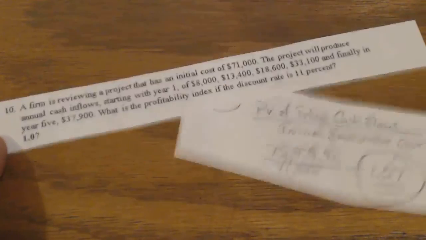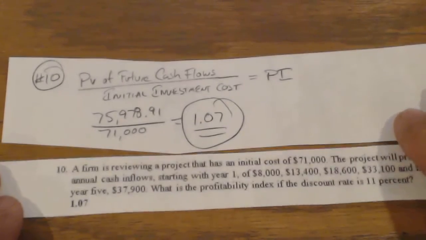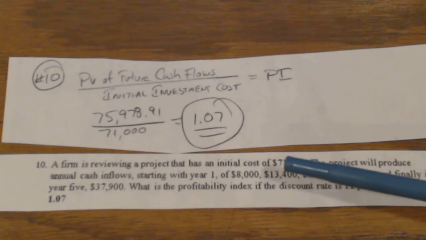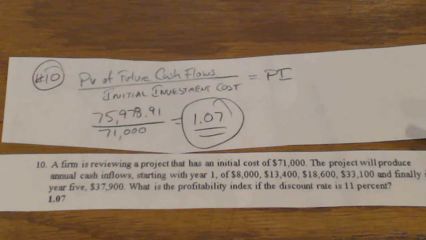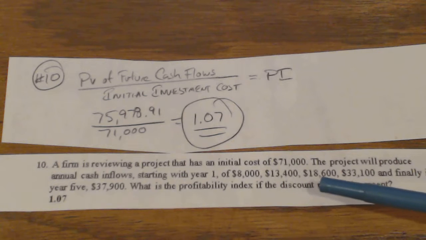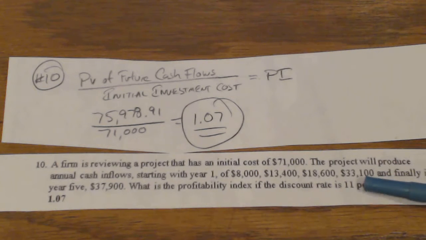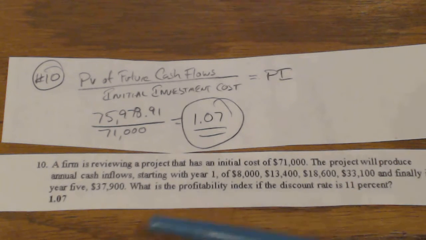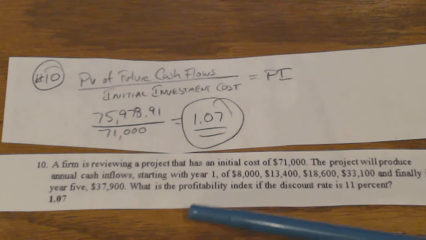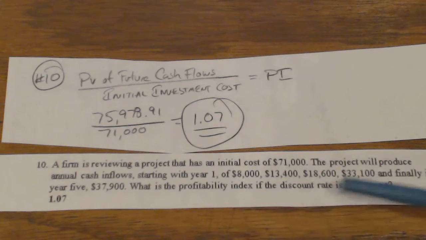And number 10. A firm is reviewing a project that has an initial cost of $71,000. That's going to be negative for CF0. The project will produce annual cash flows of year 1, $8,000, $13,400, $18,600, $33,100, and finally year 5, $37,900. What is the profitability index? So this is the PI. If the discount rate is 11%.